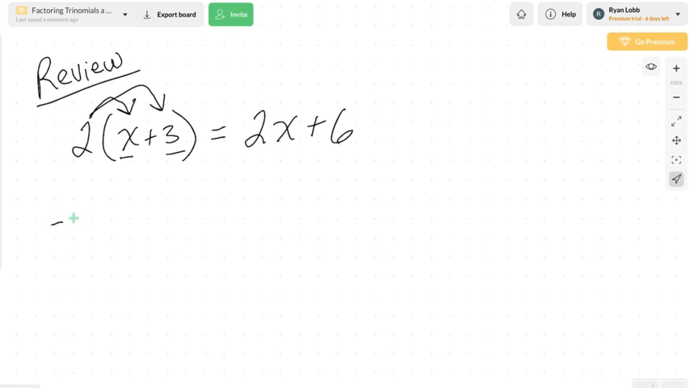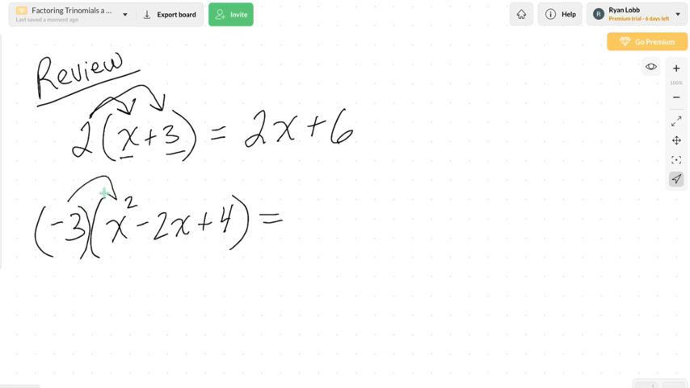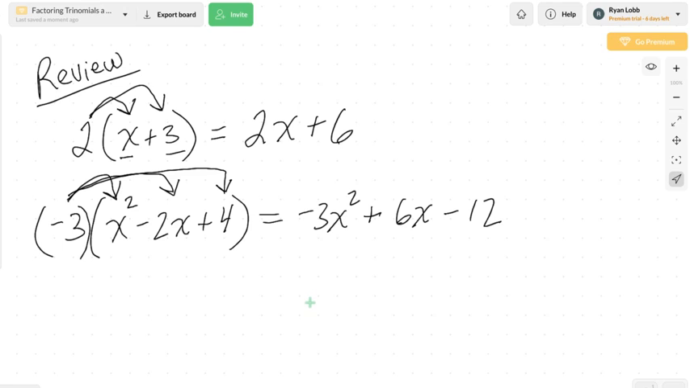Distributing there, if we had something like, say, -3, and now we're distributing into this quadratic here. So keep in mind we're distributing a -3, so pay attention to your signs. -3 times x squared. -3 times -2x becomes plus 6x. And -3 times +4 becomes minus 12. So distributing, quick review of that. That should be familiar. We've done that before.